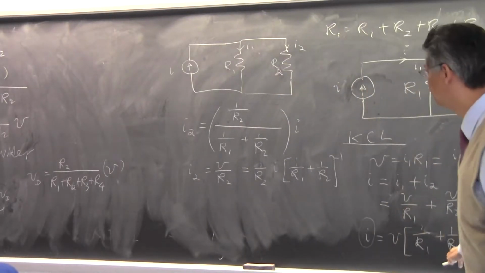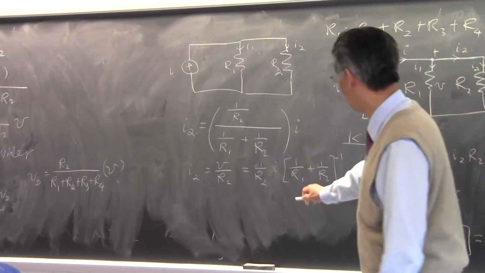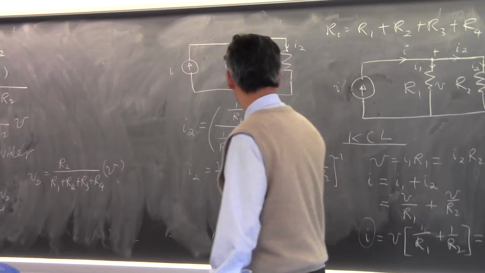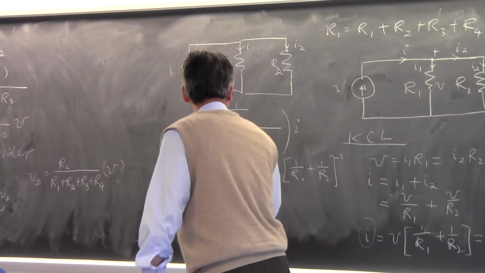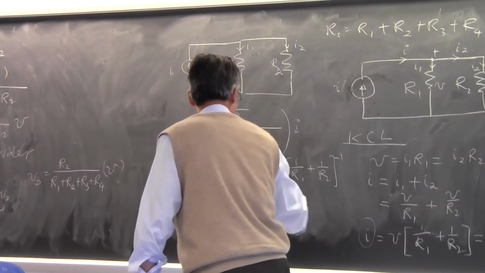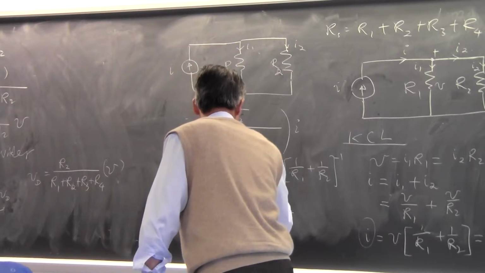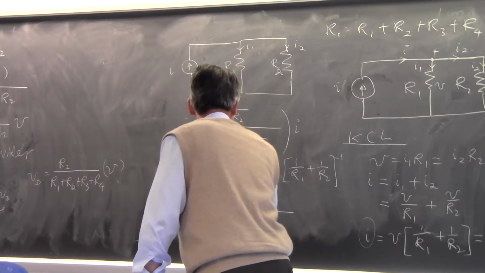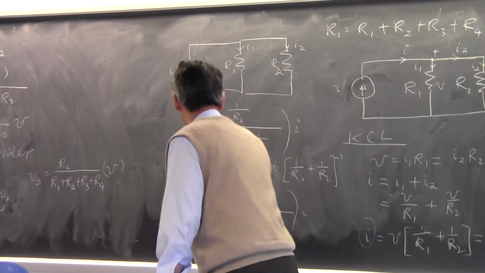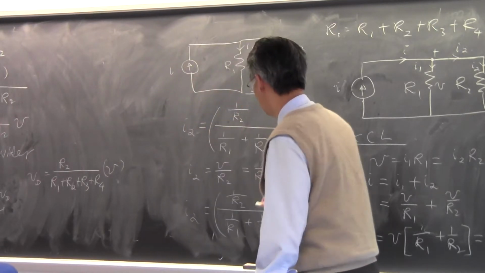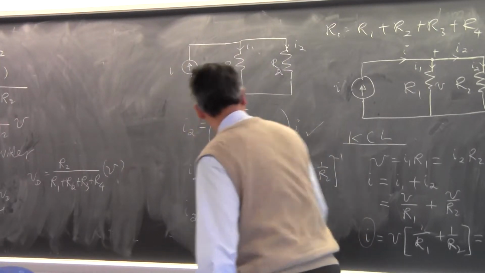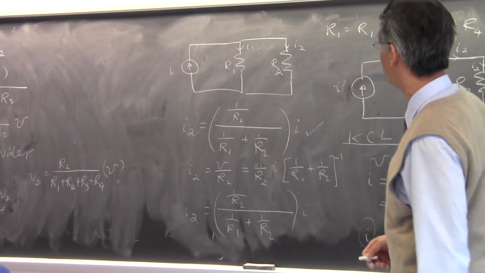I use this formula for V again. Okay, I get this. This is I over here. And then I get the formula that this is 1 over R2 divided by 1 over R1 plus 1 over R2 times I. Okay, just as expected. I can just work the circuit out. And this is called a current divider.